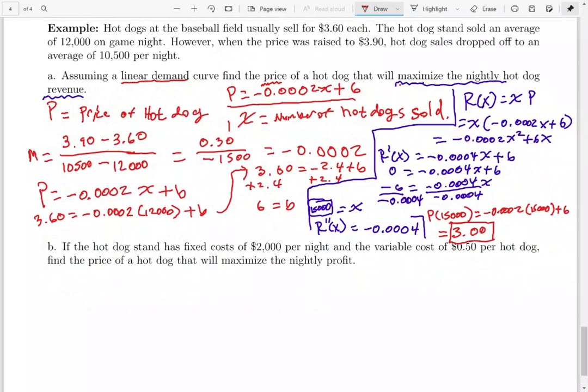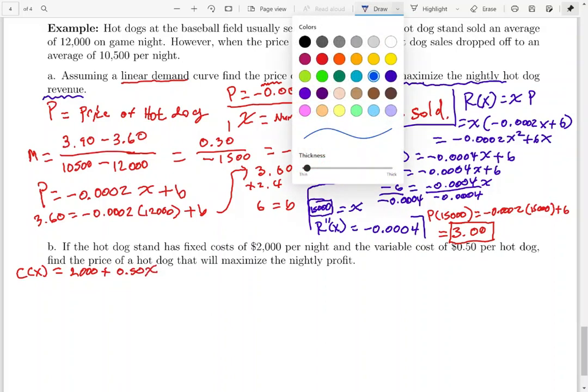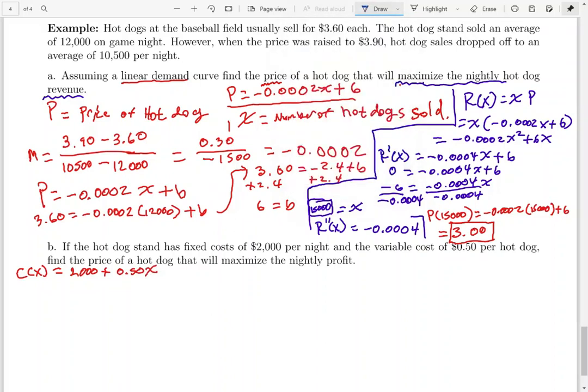Now let's suppose that the hot dog stand has a fixed cost of $2,000 per night, and it has a variable cost of 50 cents per hot dog. Let's find the price of a hot dog that will maximize the nightly profit. So similar approach, but now we're working with profit. Specifically, what is our cost function now? Well, the cost function, C of x, is really going to be the 2,000 fixed cost plus the 50 cents per hot dog.